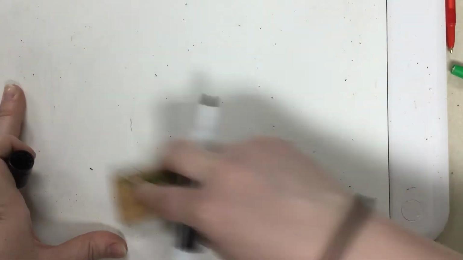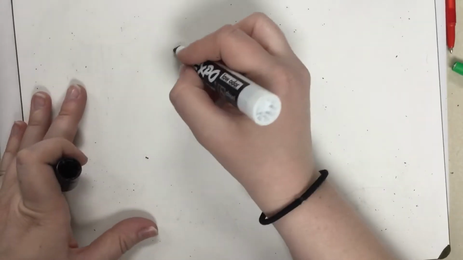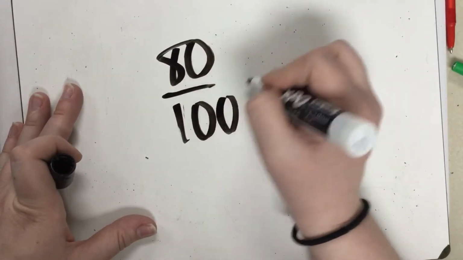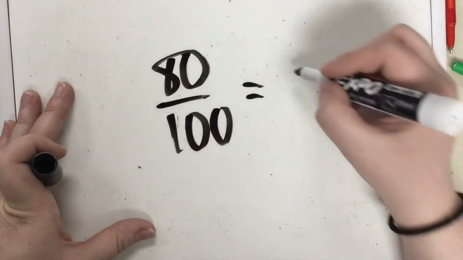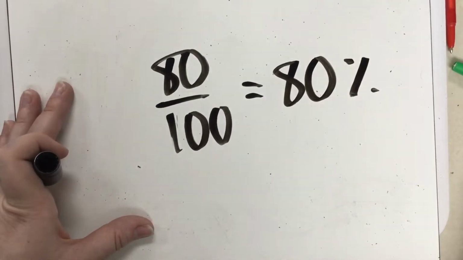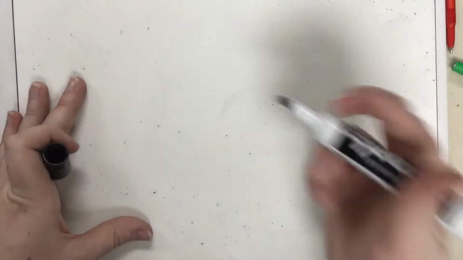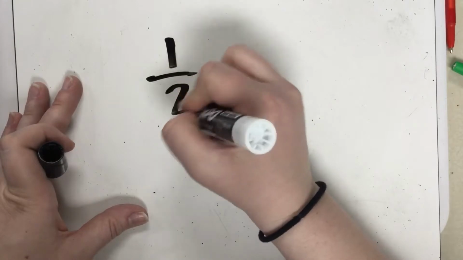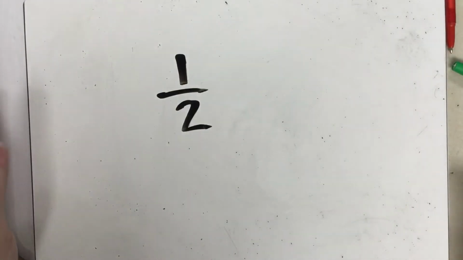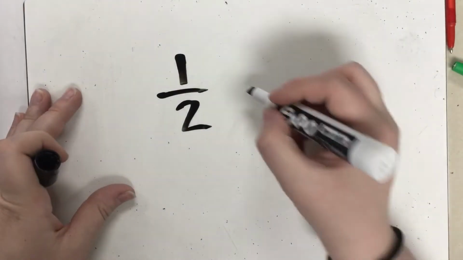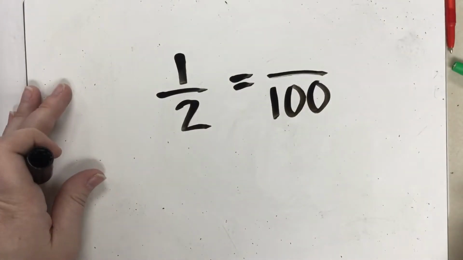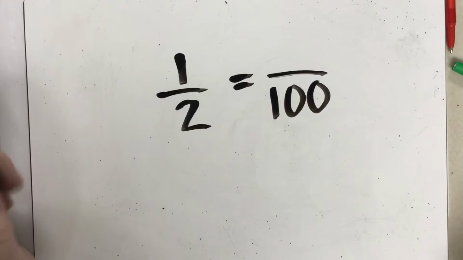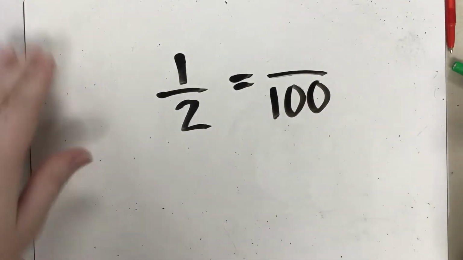If it starts with 100 on the bottom, 80 out of 100, converting it to percent: percent means per 100, so 80%. Let's do the trickier ones though, okay? If it has something that's not 10 or 100 on the bottom, you still need to try to get it to the point of having 100 on the bottom. That's when it's going to be easiest to change it to decimal or percent.